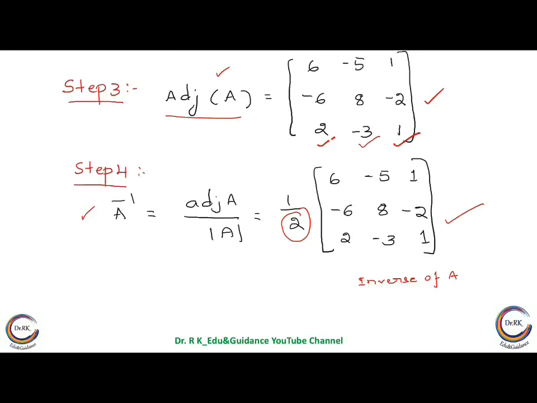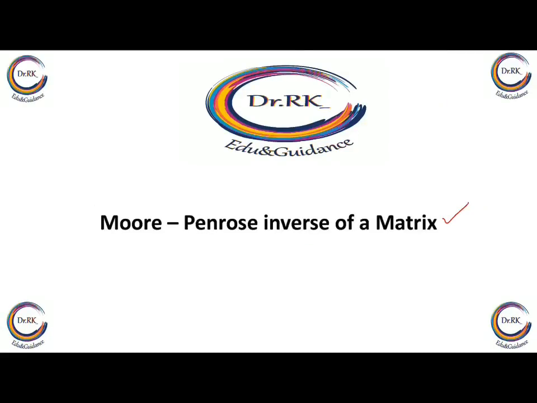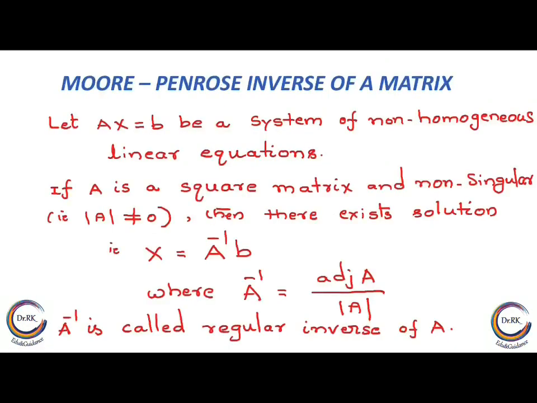So next is the MP inverse of a matrix, or the Moore-Penrose inverse of a matrix with the help of the Penrose method, or we call it the pseudo inverse also, right? So what is this, we'll see. So if Ax equal to B is a system of linear equations, non-homogeneous, then we can write the system of non-homogeneous equations in the form of Ax equal to B.